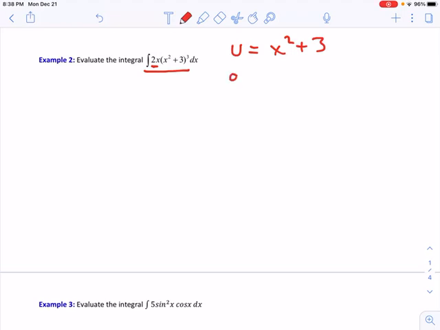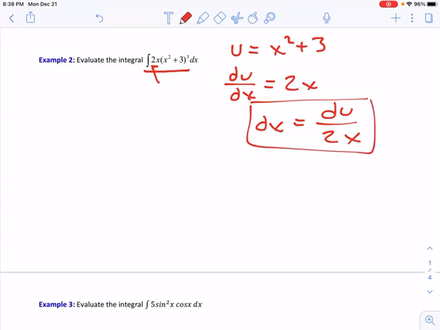So let's go ahead and find that derivative. du dx is 2x, which is exactly what we've got there. Now, solving this for dx, just like I did in the previous problem, I'm not going to go through all those steps. We will end up with dx is equal to du over 2x. So we have our dx and we have our u. We can now substitute all of that into our problem.